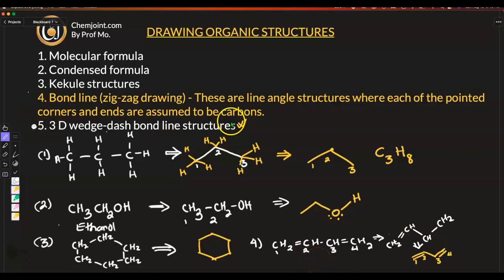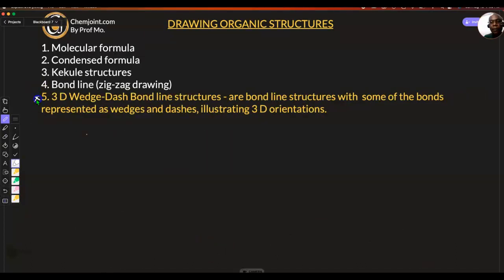Let us now discuss the last type of drawing of organic structures called 3D wedge-dash bond line structures. This we like to show because it shows a pictorial representation of a 3D structure. Let me just first of all use ammonia for example. Lewis would suggest that ammonia Lewis structure looks like this, with a lone pair. But we talked about valence shell electron pair repulsion theory.